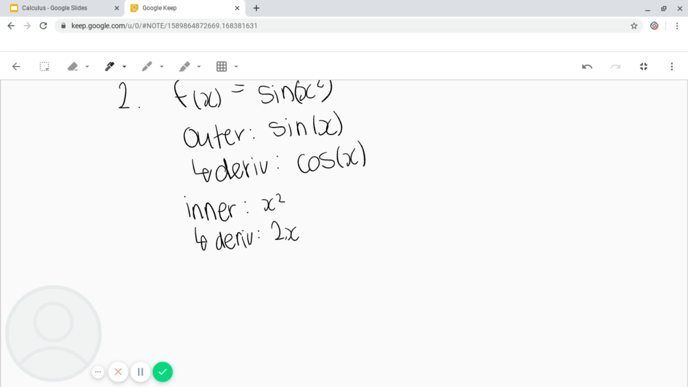So the derivative of the outer function, so cosine, to the inner function, so the inner function remains the same, x squared, times the derivative of the inner function, which is 2x. And we can rewrite that as 2x cosine of x squared.